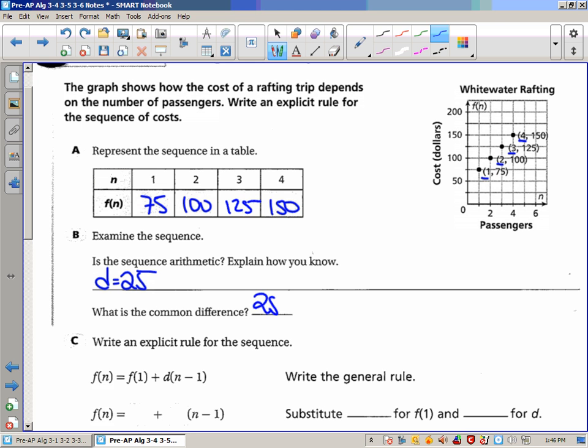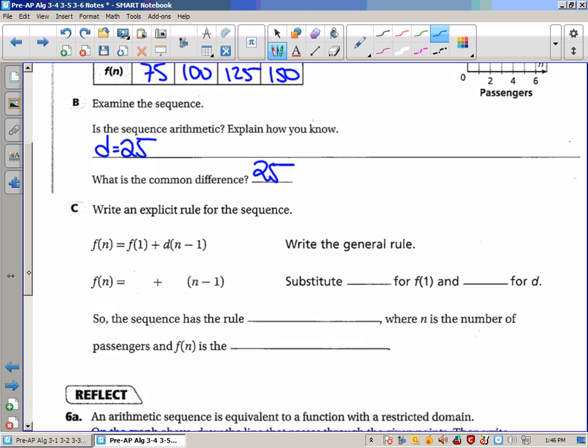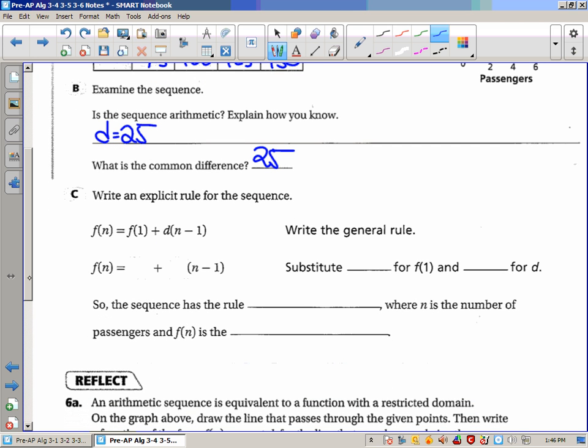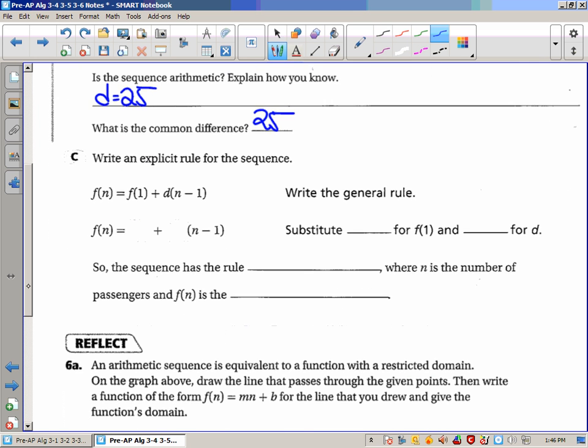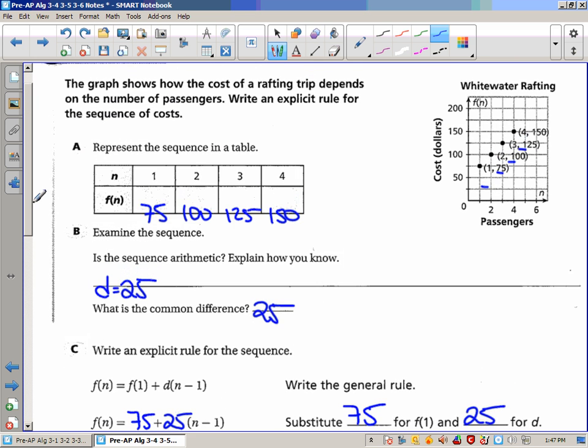I tend to get a little ahead of myself when I answer questions. So if I want to write an explicit rule for this sequence, it would be f of 1, my first term, plus my common difference, d, times n minus 1. My first term in this case is 75. My common difference is 25. So 75 goes in for f of 1 and 25 for d. So this sequence has the rule 75 plus 25 times n minus 1, where n is the number of passengers and f of n is, I believe, the cost, if I remember correctly. Yep, cost.